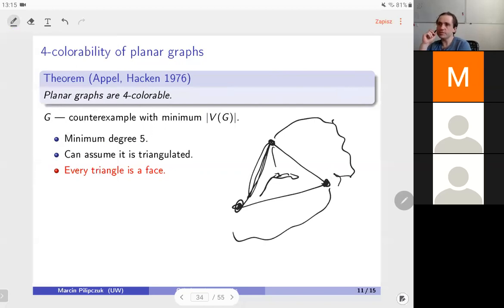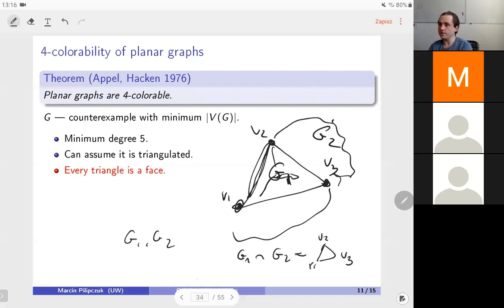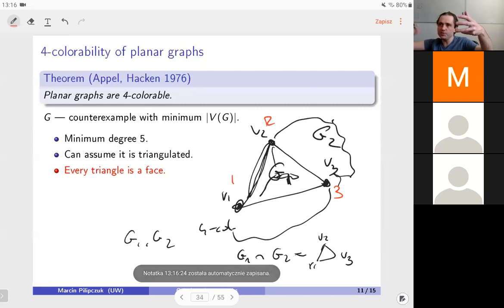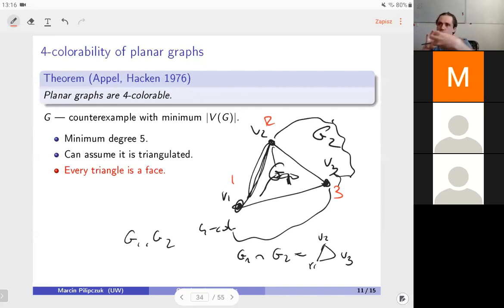Why? Well, this is reasonably simple. If I have got such a triangle, call it V1, V2, V3, let's call G1 the graph inside, let's call G2 the graph outside, including the cycle. So G1 intersection G2 is the cycle V1, V2, V3. By induction hypothesis, both G1 and G2 are four-colorable, and now you can merge this. The coloring of G1 just colors this with colors 1, 2, and 3, and the coloring of G2 colors it with a few different colors, so you can just permute the colors of one of them and glue them together, and you have got the coloring of everything. So there cannot be any separating triangle, because by induction you color the 2 sides and just glue the colorings together and you're happy. Okay, so there are no separating triangles in this counterexample.